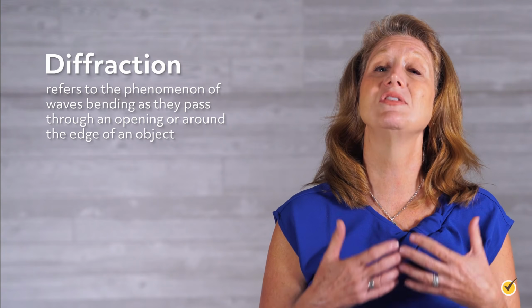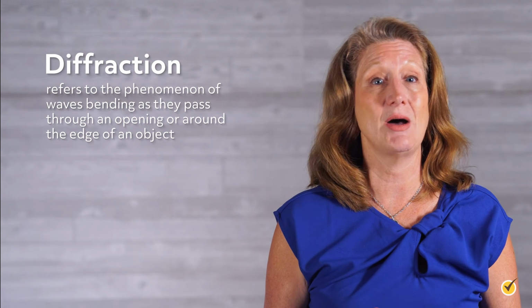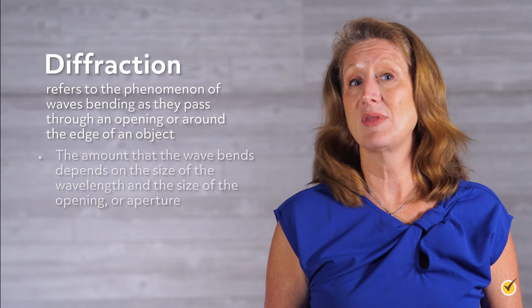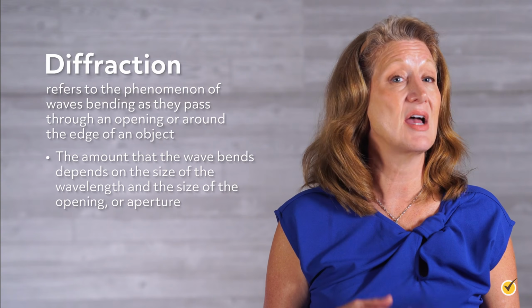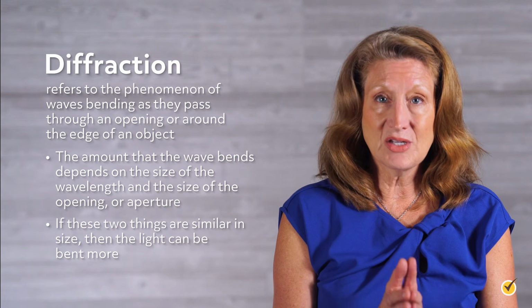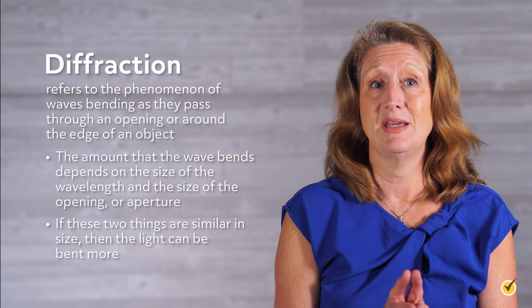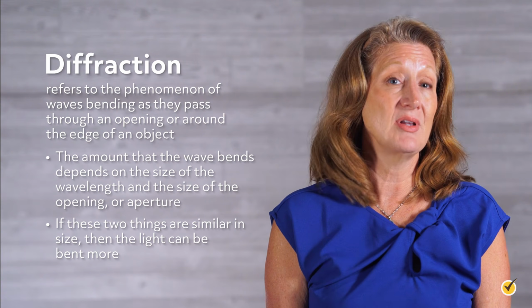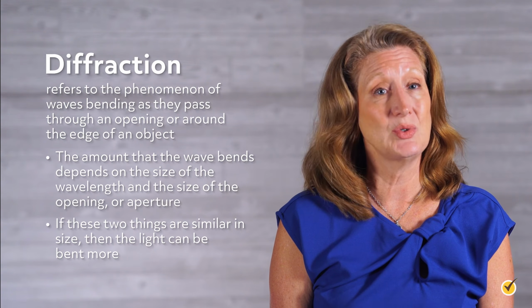Diffraction, on the other hand, refers to the phenomenon of waves bending as they pass through an opening or around the edge of an object. The amount that the wave bends depends on the size of the wavelength and the size of the opening, or aperture. If these two things are similar in size, then light can be bent more. Since the wavelengths of visible light are very, very small, this phenomenon may not be very intuitive.